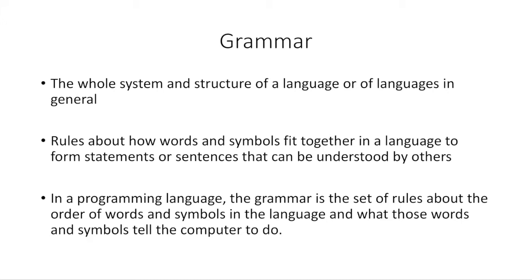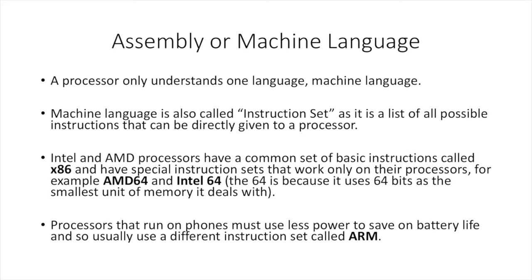Now, there is grammar in programming languages, and it's the same thing. It's a set of rules about the order of the words and the symbols in the language and what those words and symbols tell the computer to do. So you will sometimes hear, oh, this language has a different grammar. It just means the set of symbols and the set of rules to write in that language to mean the same thing is just different. If I want to do something in one language and I want to do it in another, it's written in different ways. So next, let's review what assembly or machine language is.